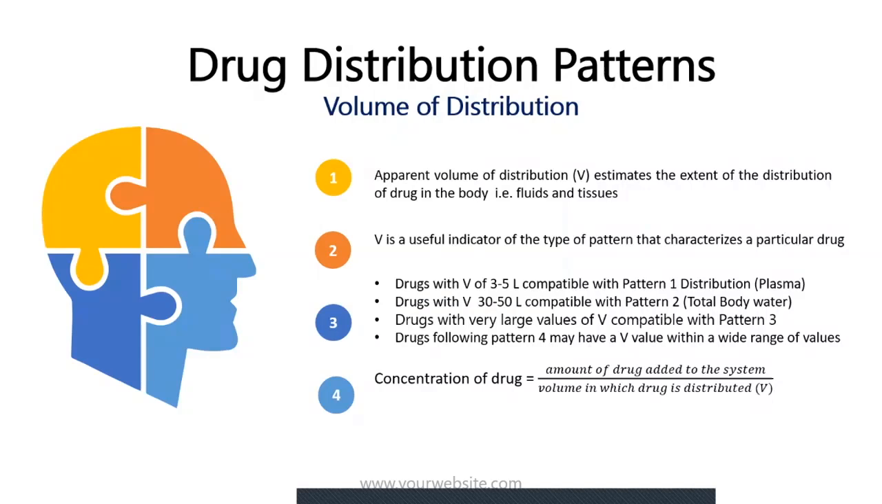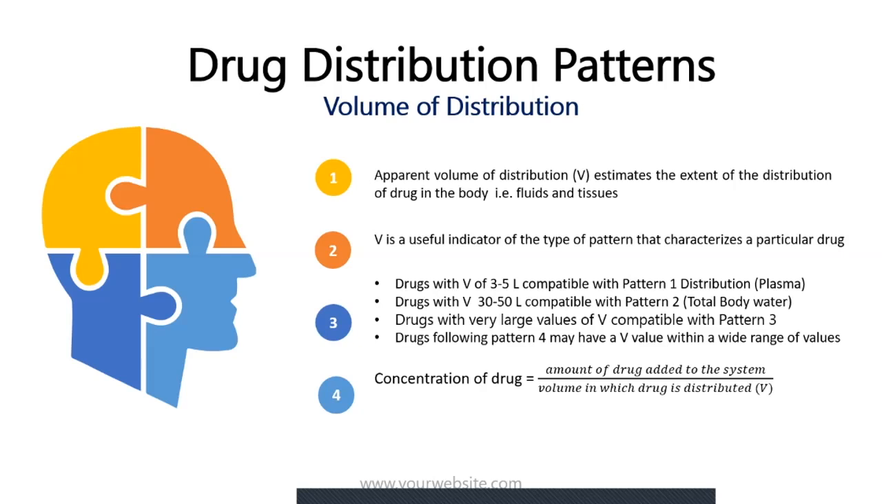Welcome back, students. We're going to be looking at a concept known as the volume of distribution. The apparent volume of distribution estimates the extent of the distribution of drug in the body, i.e. fluids or tissues. V, or volume of distribution, is a useful indicator of the type of pattern that characterizes a particular drug. So drugs with a volume of distribution of 3 to 5 liters are compatible with pattern 1 of distribution, meaning it's going to just stay in the plasma.